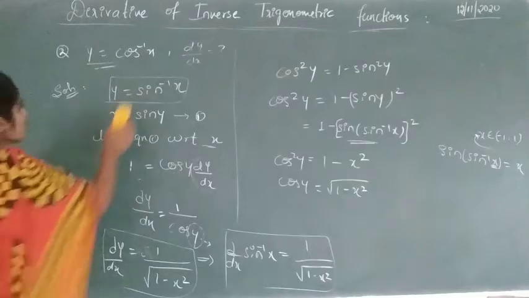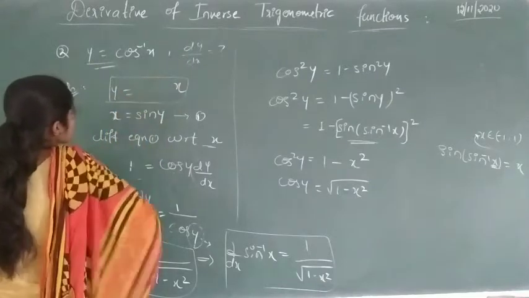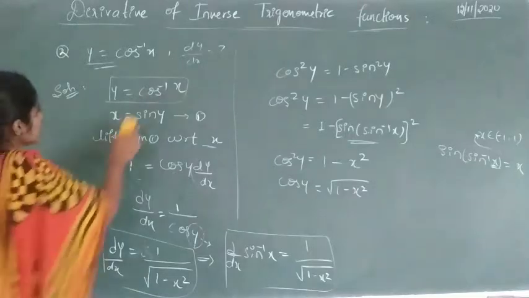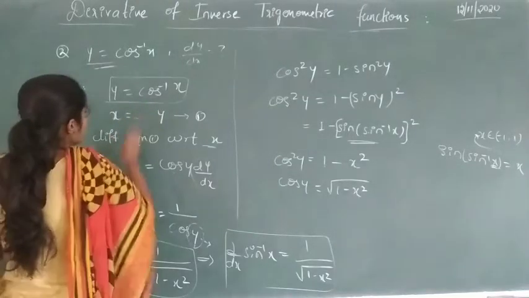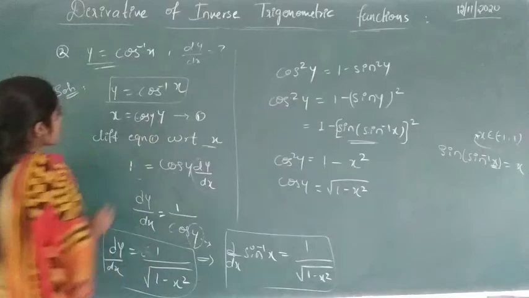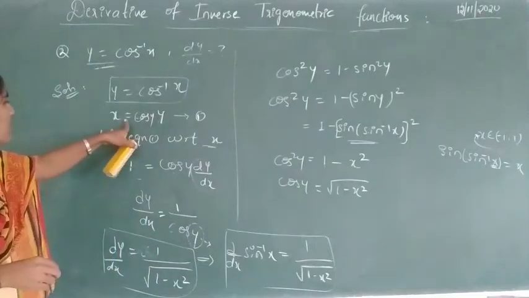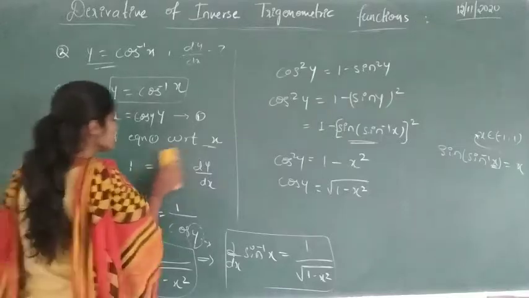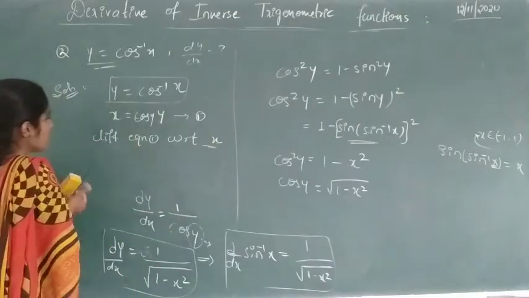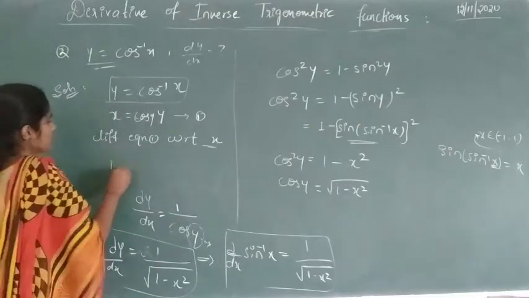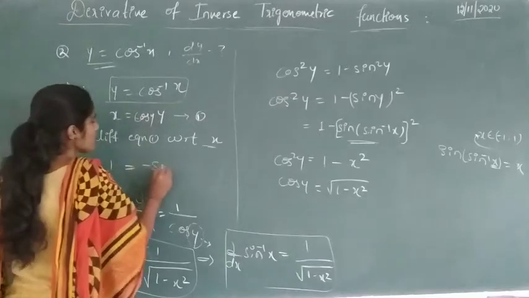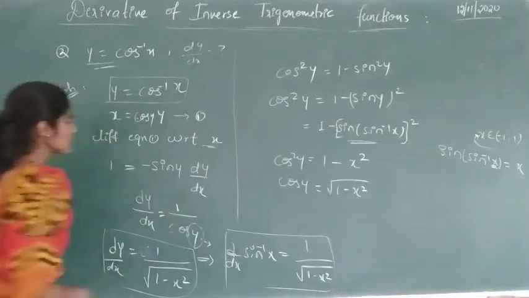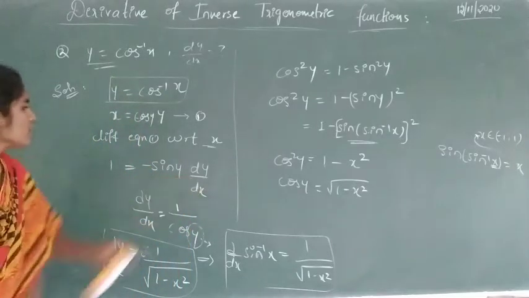So I will assume here y is equal to cos inverse x. Then x becomes cos y. X is equal to cos y. So when we differentiate this, the derivative of cos y is minus sin y. Okay, so derivative of x is 1, that is equal to derivative of cos y, that is minus sin y into dy by dx, isn't it? Minus sin y into dy by dx.